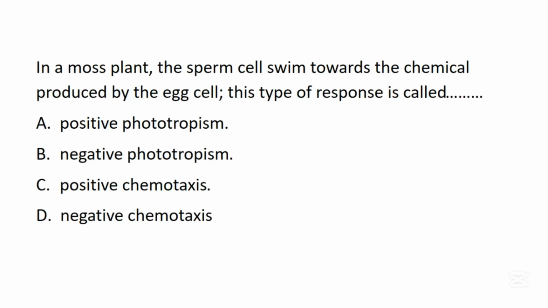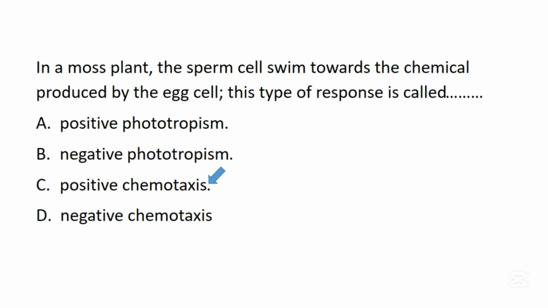The next question says, in most plants, the sperm cells swim towards the chemical produced by the egg cell. This type of response is called dash. A. Positive phototropism. B. Negative phototropism. C. Positive chemotaxis. D. Negative chemotaxis. In this question, the correct answer is C. Positive chemotaxis.